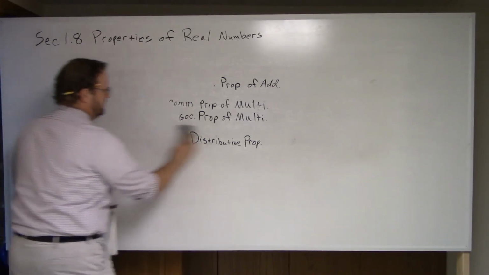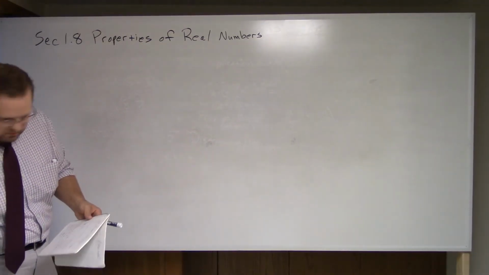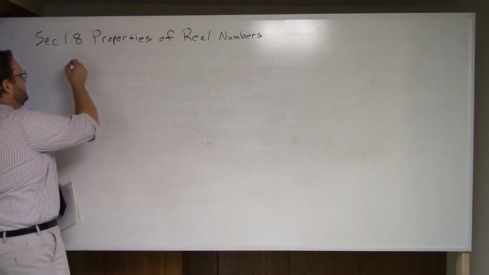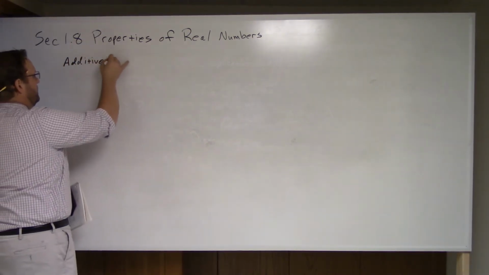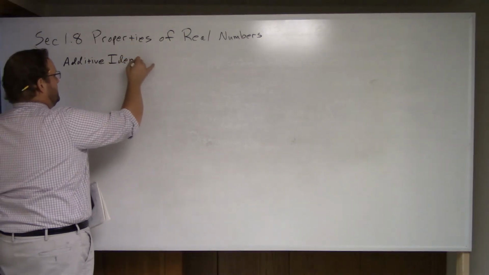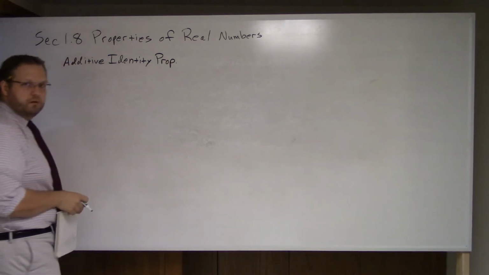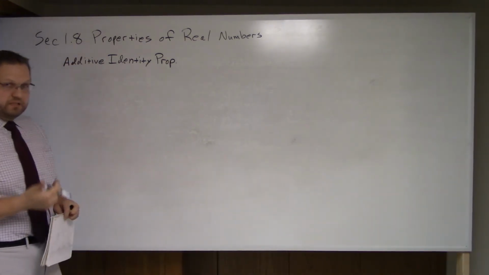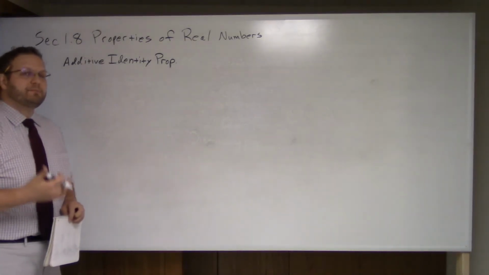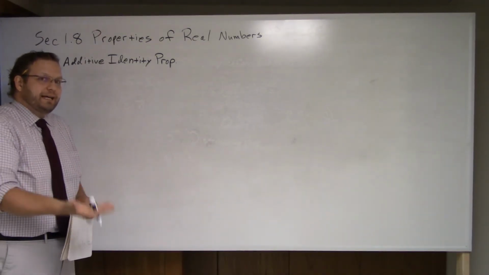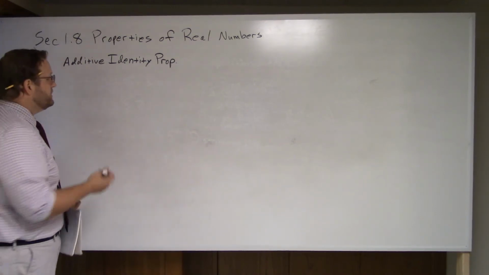Now let's look at what's called the additive identity property. Okay? Additive simply means you're using addition. Identity means you're trying to keep things identical. You're getting the identical expression or term. And then we have a property.